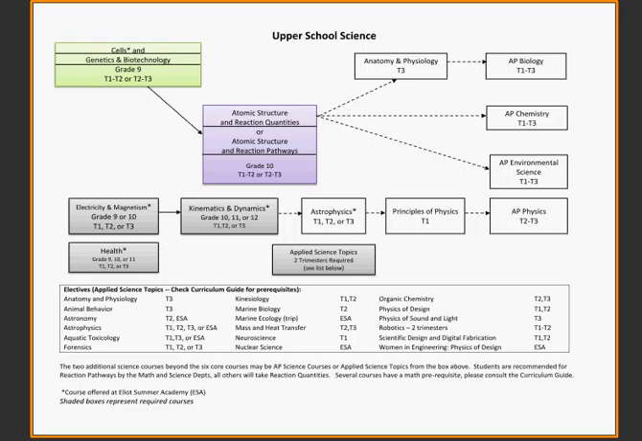Rising 11th graders will register for kinematics and dynamics, other applied science topics based on prerequisites, and/or AP science courses. Kinematics and dynamics, astrophysics, nuclear science, marine ecology, Little Cayman Research Center trip, women in engineering, physics of design, and astronomy are offered during Elliott Summer Academy. Additionally, health must be taken in grade 11 if the student has not taken it in grade 9 or 10.